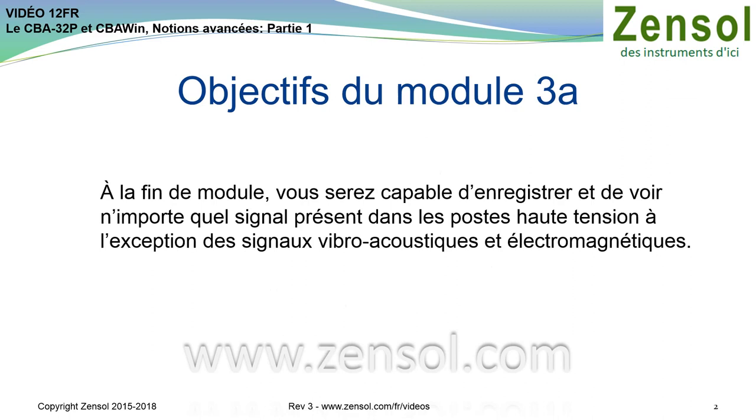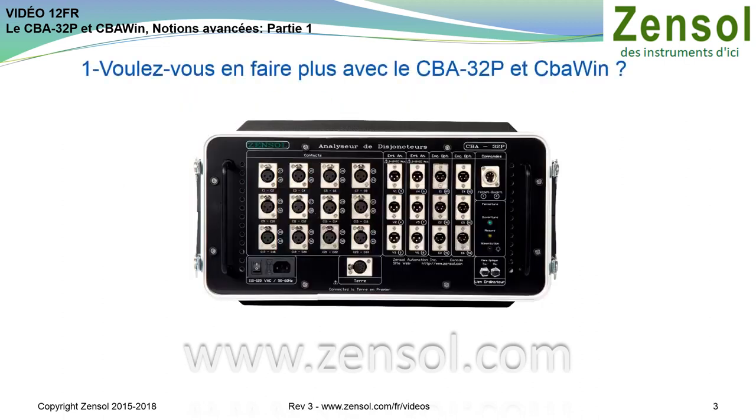Objectives of this module. By the end of this module, you'll be able to record and view any signal present in high-voltage substations, with the exception of vibroacoustic and electromagnetic signals. If you understand and learn what we show you in this presentation, you'll be able to record and view any signal that exists in high-voltage substations. The only signals you won't be able to record with the CBA-32P are those of a vibroacoustic or electromagnetic nature. If you'd like to see this type of signal, we recommend our new families of instruments such as the TAP4 and CBV.